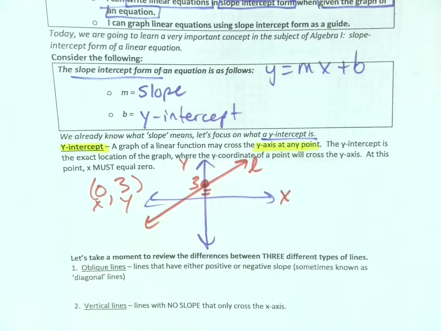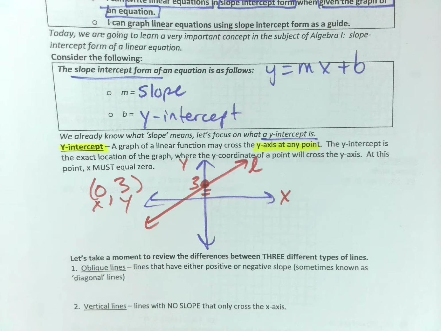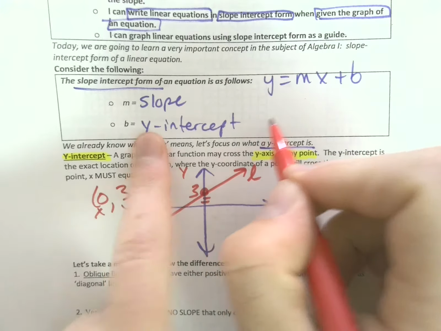Now, Mary Beth, if you're on the y-axis, will x always be 0? Yes. So guys, the y-intercept will always be when x is 0. That's your y-intercept.